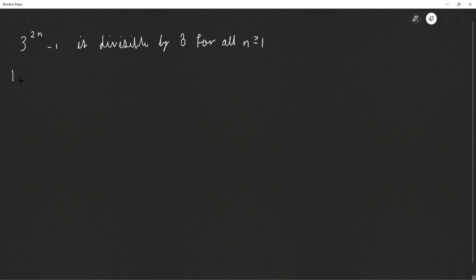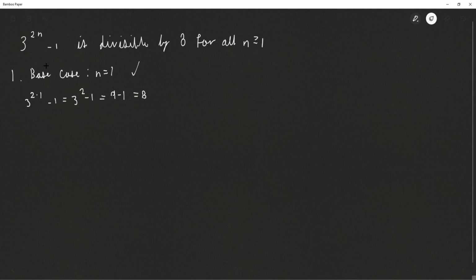So the first step in our mathematical induction is our base case. And this base case is going to be when n is equal to 1. So when n is equal to 1, we have 3 to the power of 2 times 1 minus 1, which becomes 3 squared minus 1, which becomes 9 minus 1, which is 8. And obviously 8 is divisible by 8, so the base case holds.